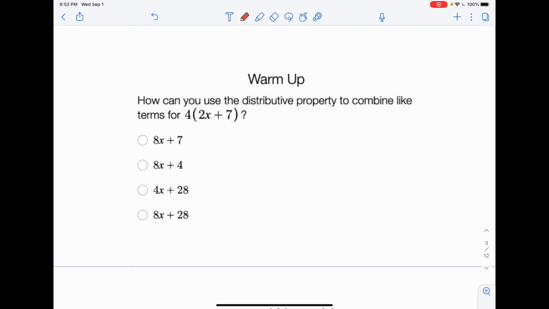This time, we are going to distribute 4 over 2x plus 7. Okay, let's go ahead and do it. So 4 times 2x, and then 4 times 7 will give us 8x plus 28, which is this one.